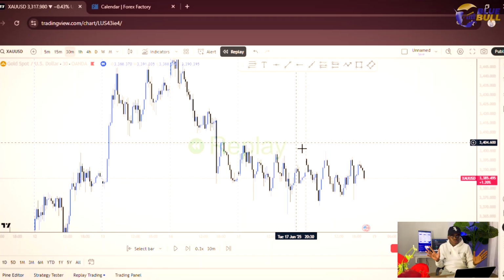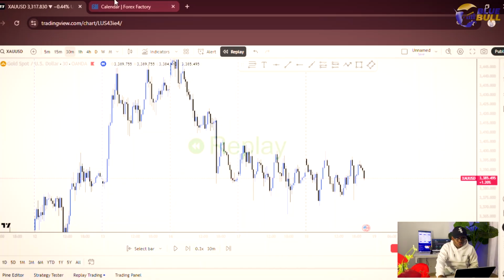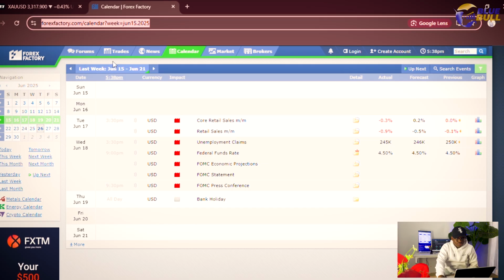Now, when you come to this particular chart, there is something very powerful that you want to explore. Number one, you want to look at Forex Factory. And as you can see, previously we had this particular data printing on June 18th. This data prints at 9 p.m. East African time most of the time. So please convert to your time zone, because currently I'm speaking from East Africa.